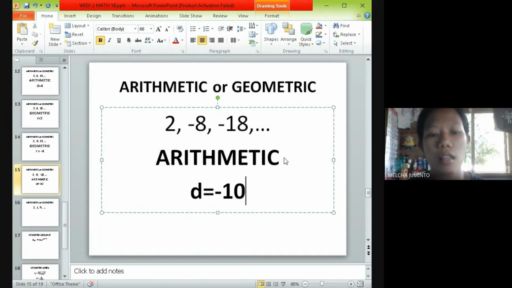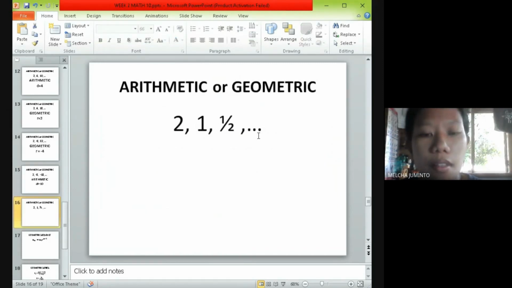There is a constant number being added repeatedly from the first term to the second term. So 2 plus negative 10 is equal to negative 8. Negative 8 plus negative 10 is negative 18, and so on. Therefore, the common difference is negative 10. This is an arithmetic sequence. Next, the last one. We have 2, 1, 1/2. Arithmetic or geometric?